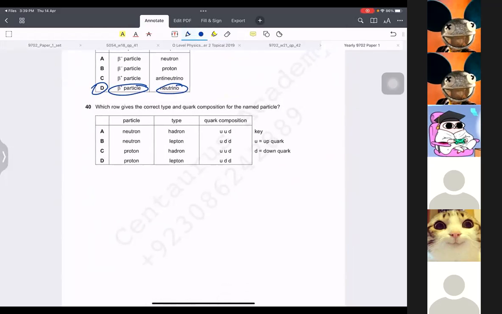Now, which row gives the correct type and quark composition for the named particle? Neutron is definitely a hadron. It is not up, up, down. Neutron is lepton, that is wrong. Proton is a hadron. It is up, up, down. That is correct. Proton is not a lepton. Okay, finish. You guys have any questions? Please let me know.